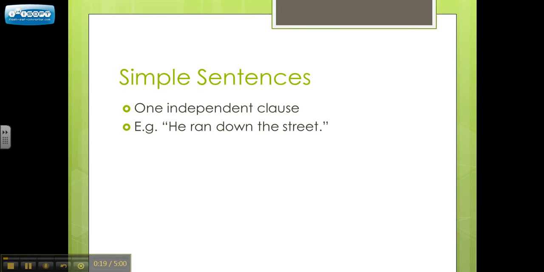So remember that a simple sentence is one independent clause. For example, he ran down the street. It's a complete idea. We know everything there is to know about that one particular event. So because it's one complete idea, one independent clause, it's just a simple sentence.